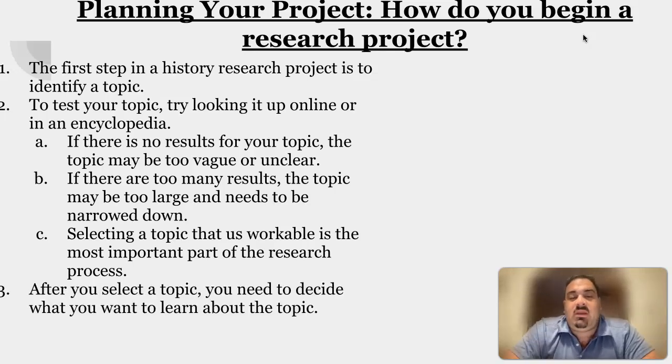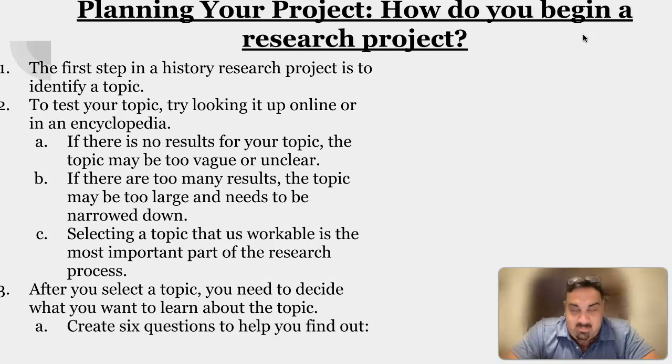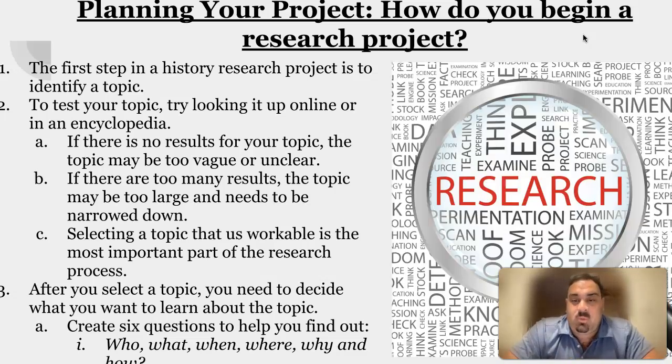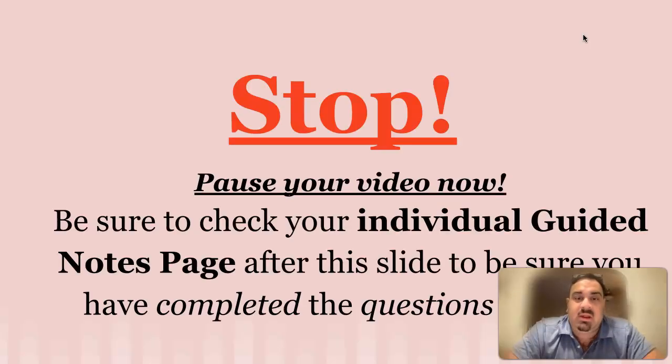After you select a topic, you need to decide what you want to learn about the topic. And when doing this, the suggested idea is to create 6 questions that you would like to use to help you find out more information. Who, what, when, where, why, and how. So that could be, let's say you're doing the September 11th, 2001 attacks. Who did it involve? What happened? When did it happen? Where did it happen? Why and how? Okay?